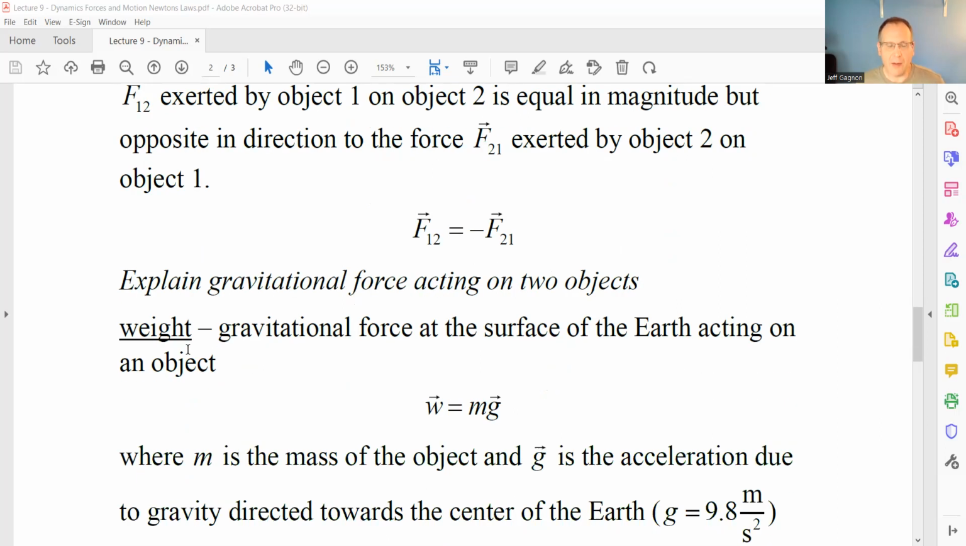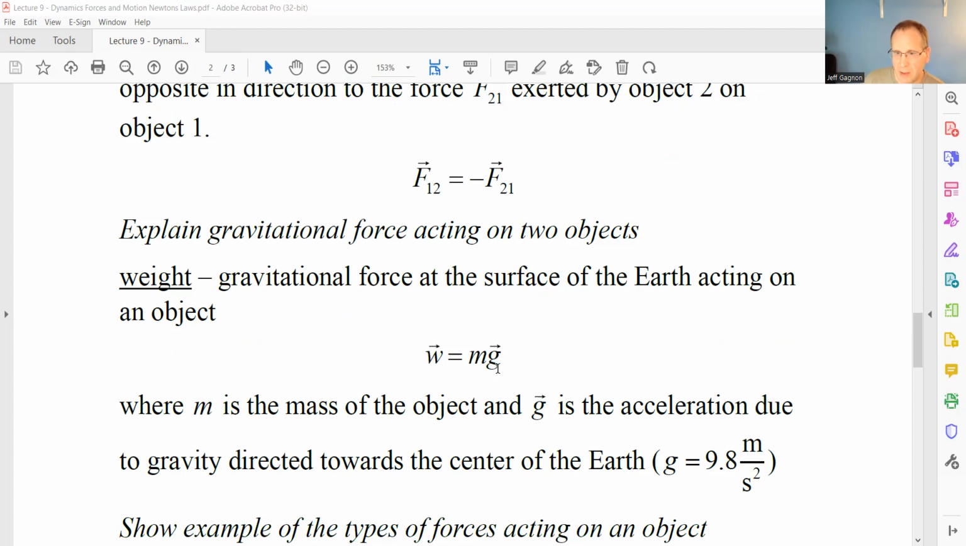Okay, the weight of an object is simply the gravitational force at the surface of the Earth, or near the surface of the Earth, acting on the object. And to calculate the weight of the object, it's simply equal to the mass of the object, in kilograms, times the acceleration due to gravity, which is a vector. So this vector g here is the acceleration due to gravity. It points towards the center of the Earth, and its magnitude is 9.8 meters per second squared. So that's the value of g. That's the magnitude of g.